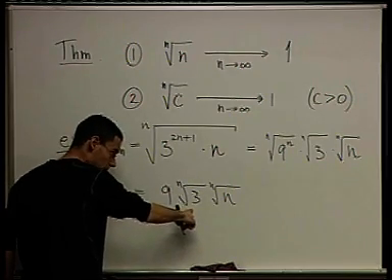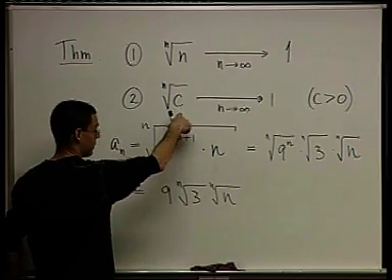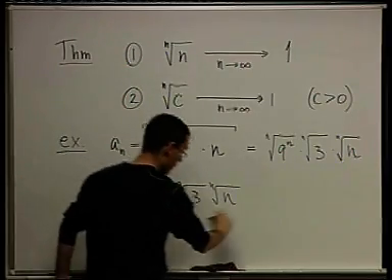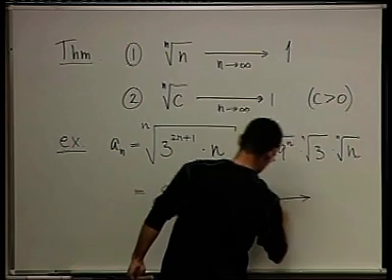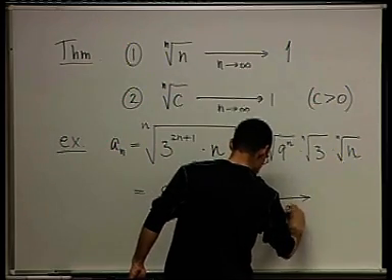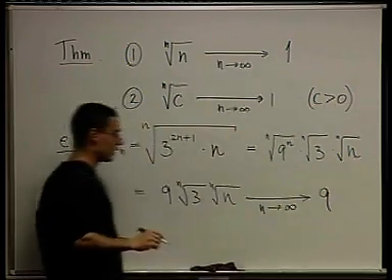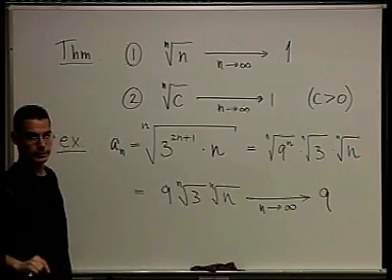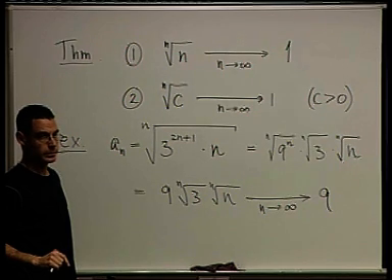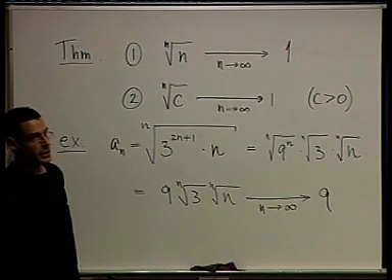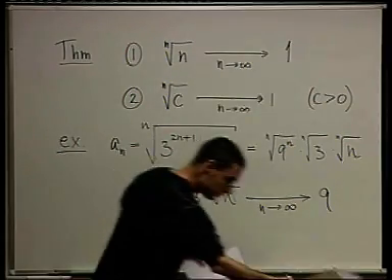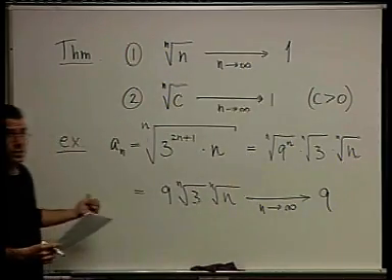This goes to 1 by this theorem. This goes to 1 by this theorem. Therefore, the product by limit arithmetic goes to 9 times 1 times 1, which is 9. Good? Questions?